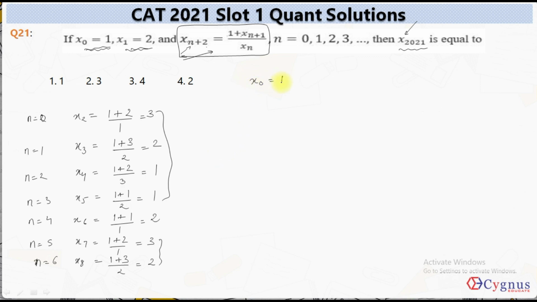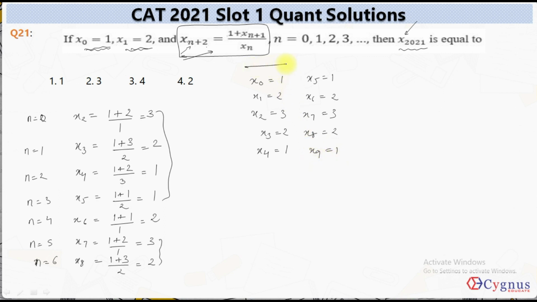x0 is 1. What is x1? It's 2. What is x2? It's 3. What is x3? It's 2. What is x4? It's 1. x5 is again 1. I'll write x5 here. This is 1. What is x6? It's 2. What is x7? It's 3. x8 is 2. So x9 has to be 1.